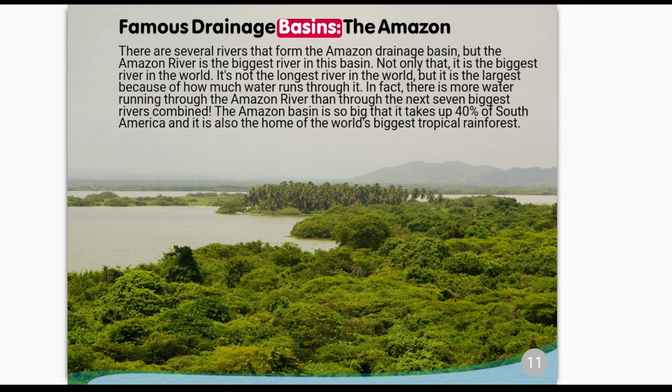Famous drainage basins. The Amazon. There are several rivers that form the Amazon drainage basin, but the Amazon River is the biggest river in this basin. Not only that, it is the biggest river in the world. It's not the longest river in the world, but it is the largest because of how much water runs through it. In fact, there is more water running through the Amazon River than through the next 7 biggest rivers combined.